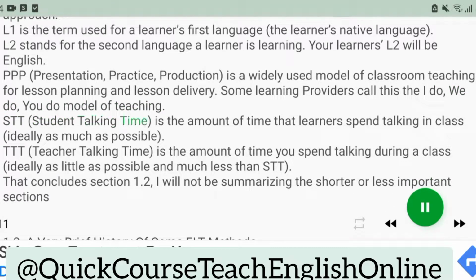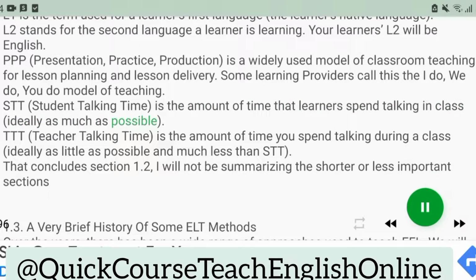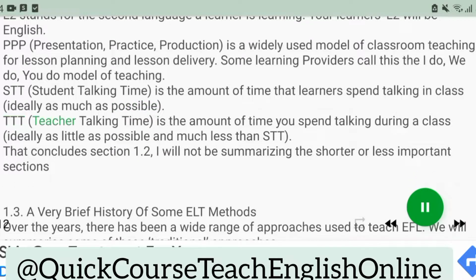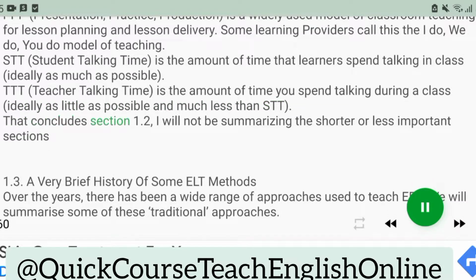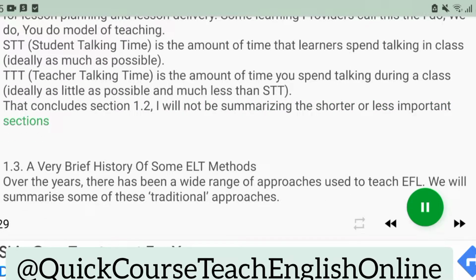STT, student talking time, is the amount of time that learners spend talking in class, ideally as much as possible. TTT, teacher talking time, is the amount of time you spend talking during a class, ideally as little as possible and much less than STT. That concludes section 1.2. I will not be summarizing the shorter or less important sections.